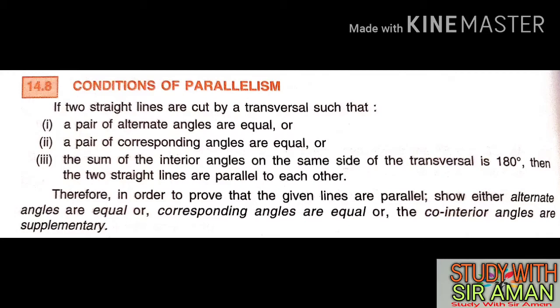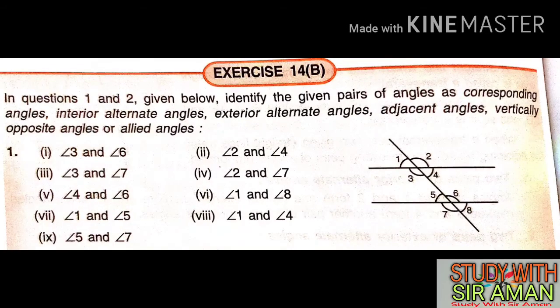See that question nicely and try to recall all the relation. Okay, now check. Now angles names are here in question number 1. You have to identify among these which angles are angle 3 and angle 6. Check number 1, angle 3 and angle 6, what is the relation? Check. 3 is inside the line, 6 is also inside the line, and they are on the alternate side. So we can say it is interior alternate angle.